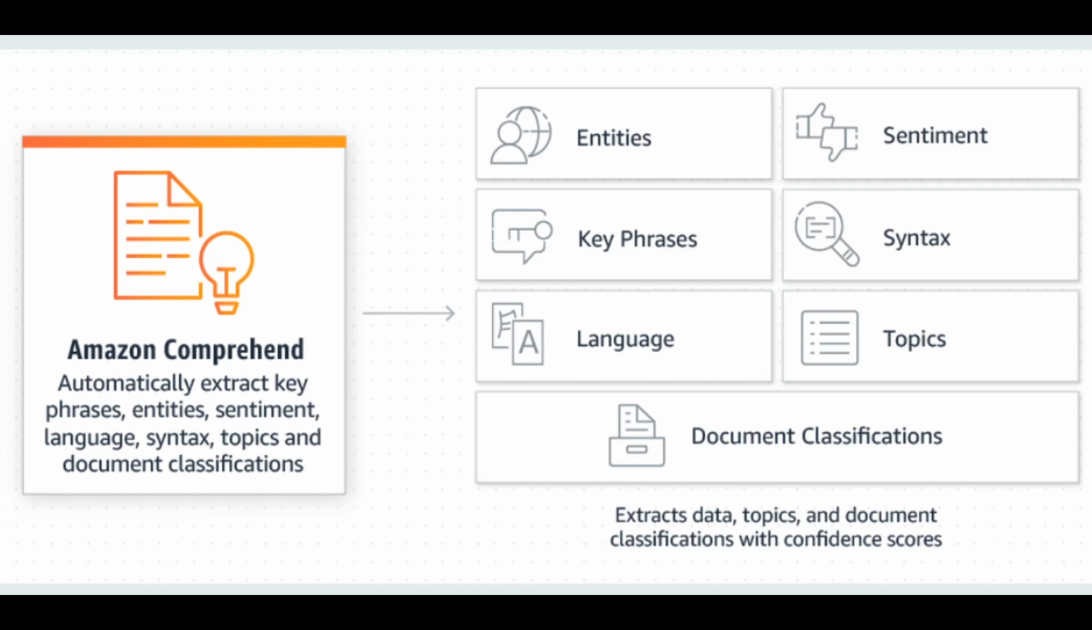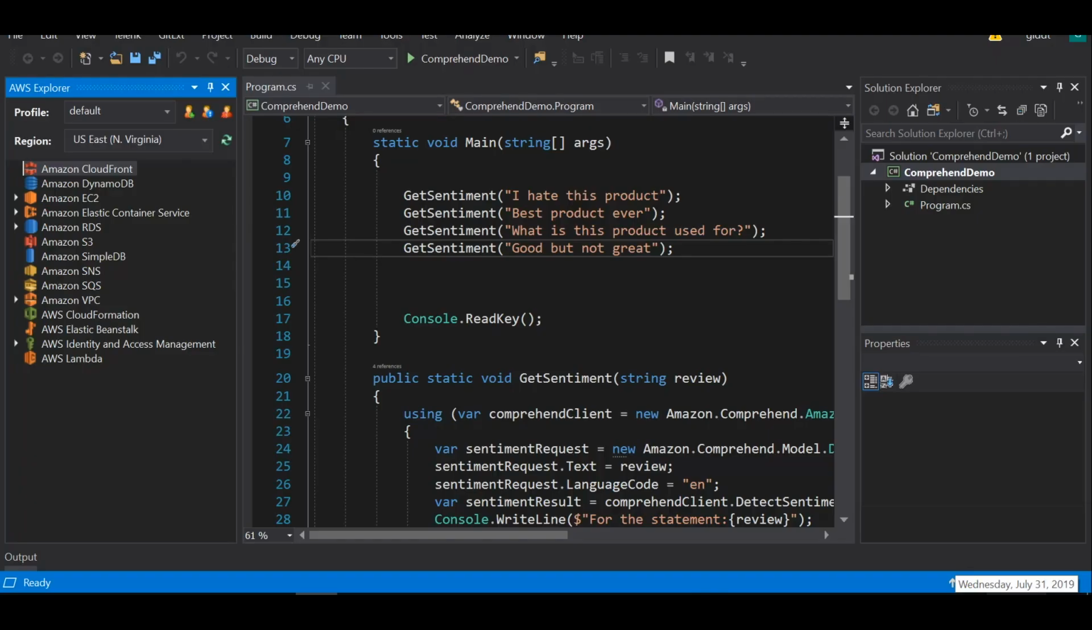So let's get started. Here is a simple console project that I've created to demonstrate how easy it is to get started using Amazon Comprehend. I have the AWS Toolkit installed in my Visual Studio environment. It isn't required, but it'll make your life a whole lot easier as you interact with AWS resources in the future. Additionally, I've created an AWS profile that's linked to my AWS account and my permission set.